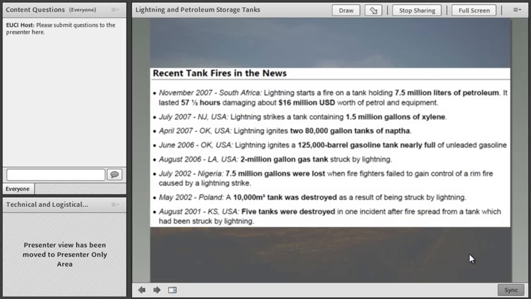There are some relatively recent tank fires that hit the news. For example, the first one from South Africa in 2007: there was a lightning fire that ignited a 7.5 million liter tank. The fire lasted 57 hours, and damaged about $16 million worth of petroleum and equipment.